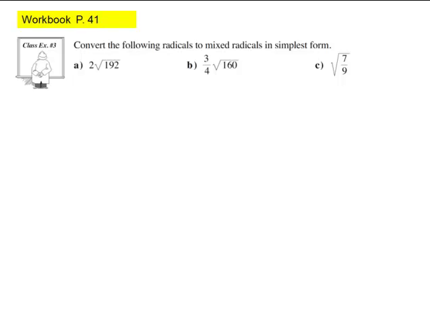Convert the following radicals to mixed radicals in simplest form. As you can see, some of these, like A and B, are already mixed radicals. But we're still going to follow the same steps of pulling the highest perfect square out from underneath the radical sign.